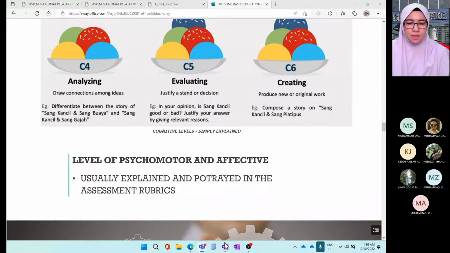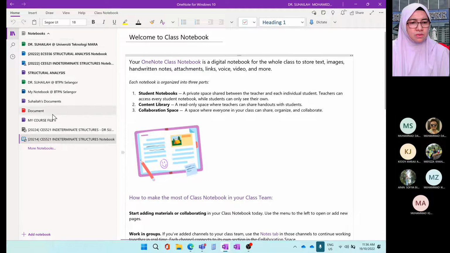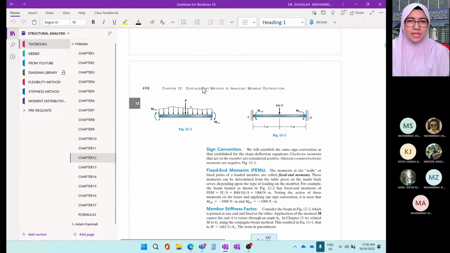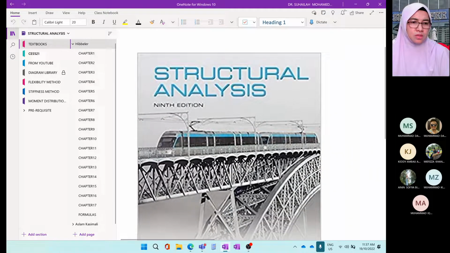So one more thing that I want to show. Saya tak akan start formal lecture lagi today. Kita just nak tengok briefing overall about this course. Okay, so this is actually the textbook, the main textbook for this course.